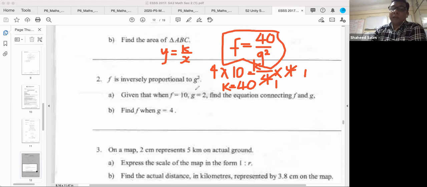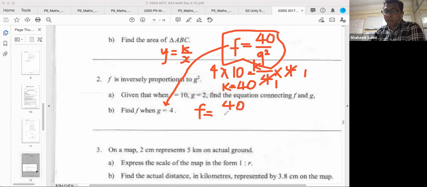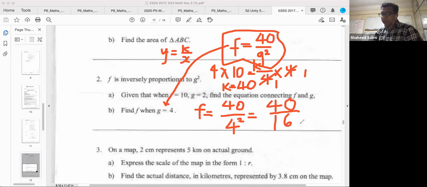And then you use this to solve the next one. f equals 40 over g, what is g? 4. Remember there's a square down here. So 40 divided by 4 times 4, not 4 times 2, 4 times 4, 16. 40 divided by 16, how much do you get? Is it 2.5? I think it's 2.5.